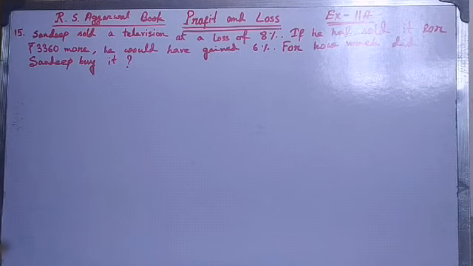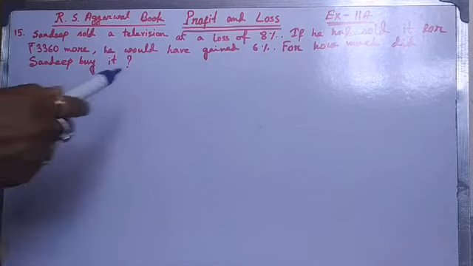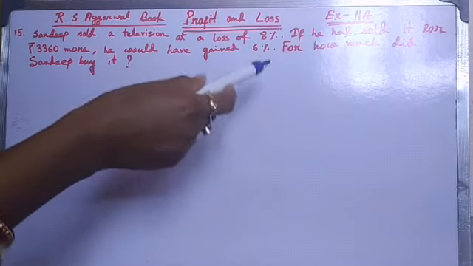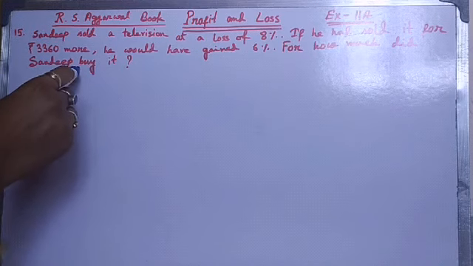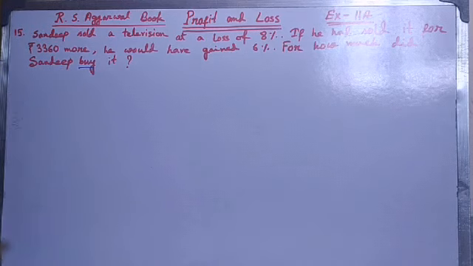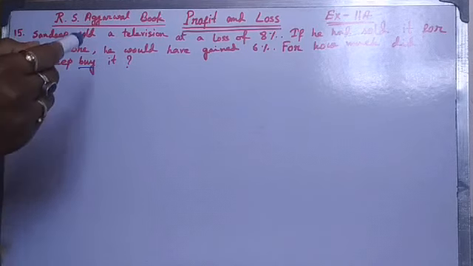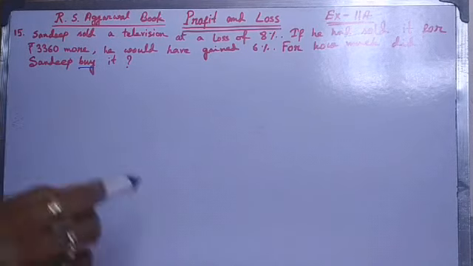Sandeep sold a television at a loss of 8%. If he had sold it for rupees 3,360 more, he would have gained 6%. For how much did Sandeep buy it? So buy means cost price. Buy it here is given, that means cost price we have to find out. So it will be taken x at first.